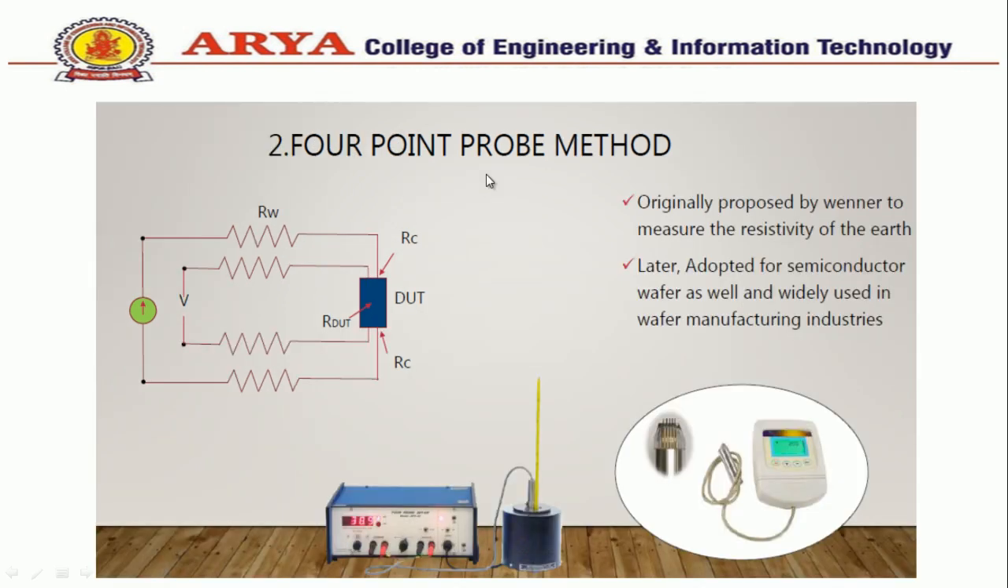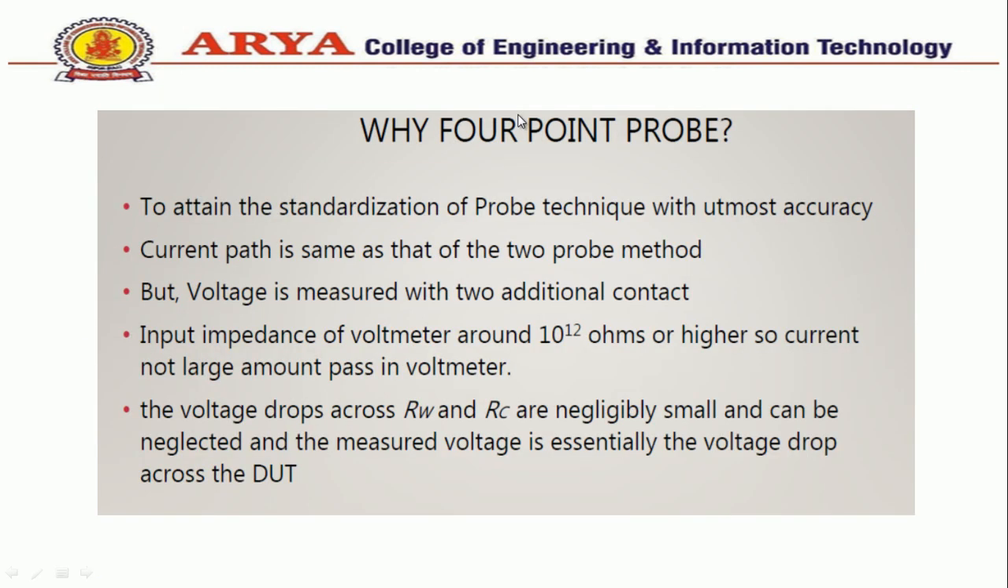Another method of measuring is the 4-point probe method. This method was originally proposed by Wenner to measure the resistivity of the earth through a magnetic method. Later it was adopted for the semiconductor wafer and is widely used in wafer manufacturing industries. In this diagram, you can see that in the 4-point probe method, two points are used for measuring current and two points are used for measuring voltage. We use the 4-point probe method to attain standardization of the probe technique with better accuracy.